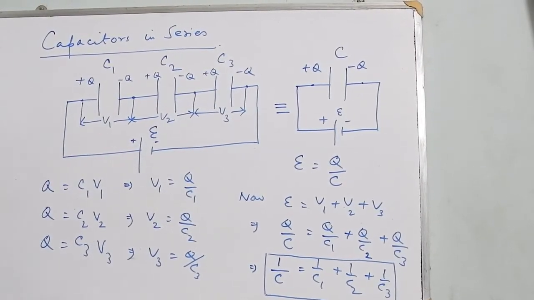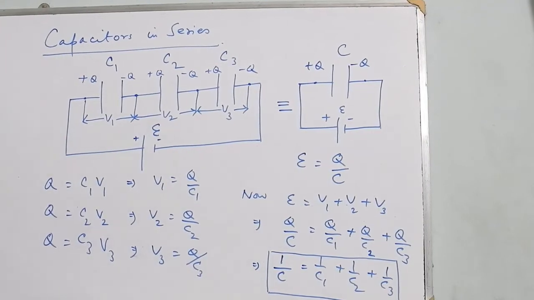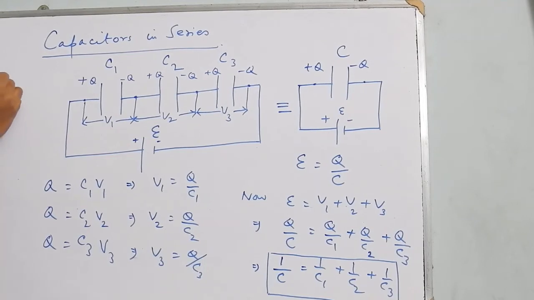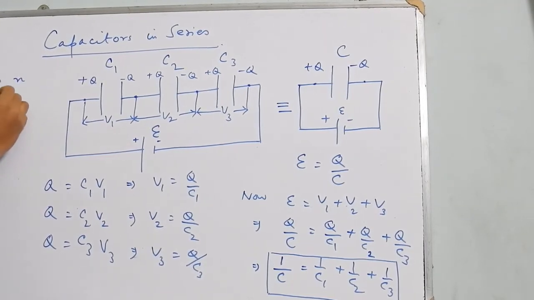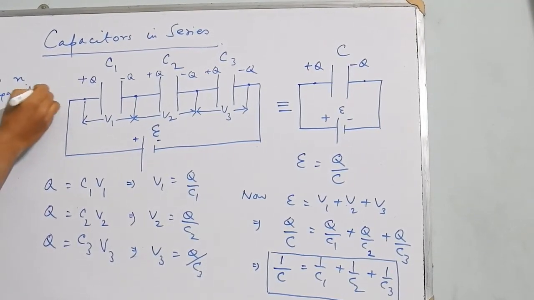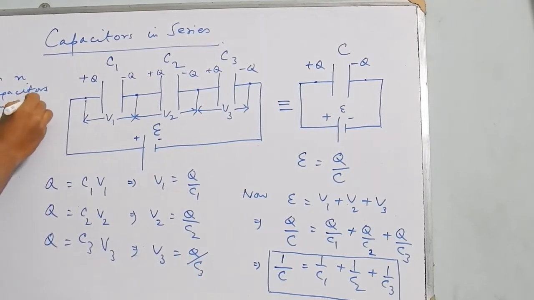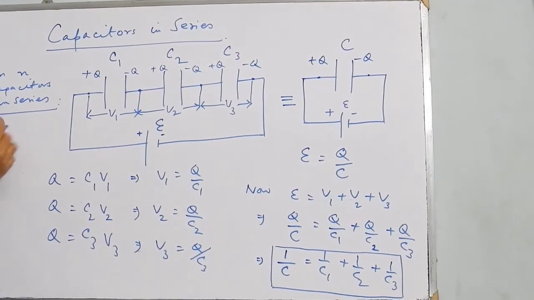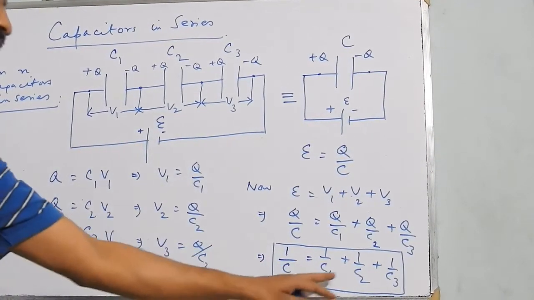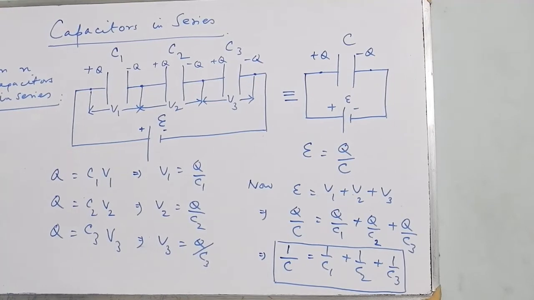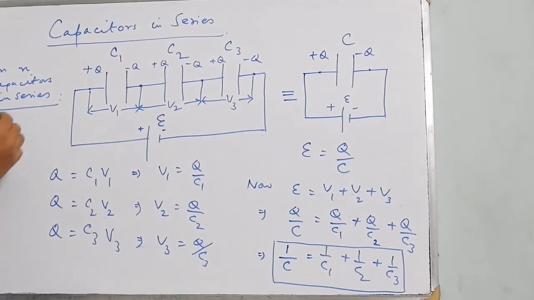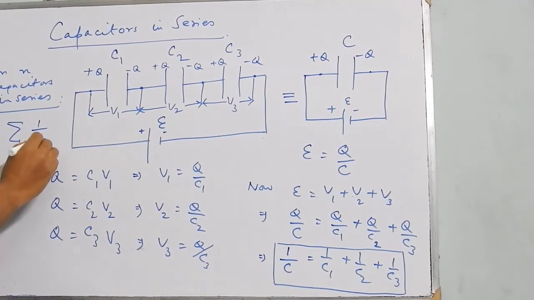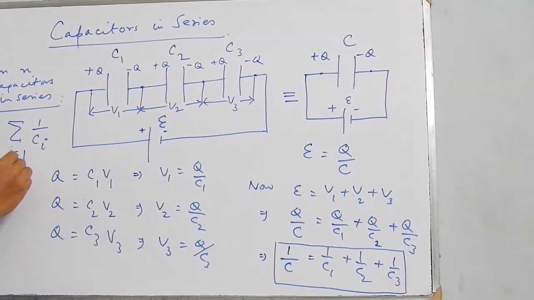So if there are n capacitors which are combined in series, the equivalent capacitance for n capacitors in series is 1 upon C equal to 1 upon C1 plus 1 upon C2 plus 1 upon C3 plus 1 upon C4 and so on. So that can be written as summation of 1 upon Ci, where i ranges from 1 to n.